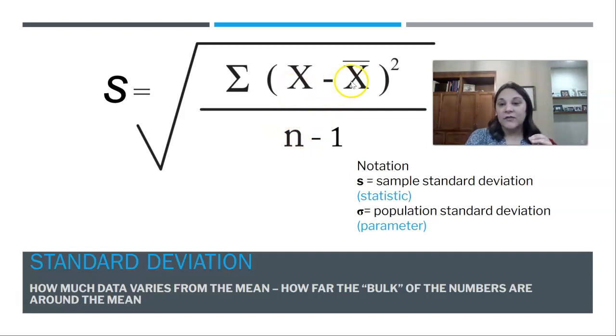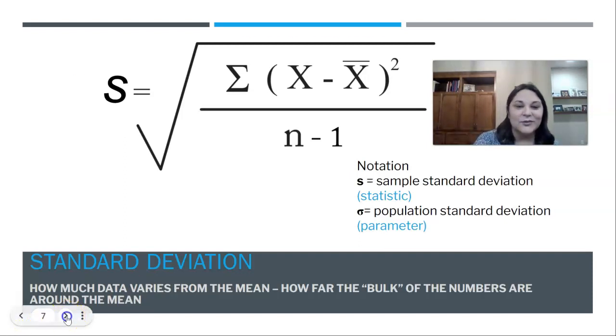And instead of the mu, we are taking each point, each data value from the set, and we're finding its distance away from the sample mean instead of from the population mean. So generally, what is standard deviation? It's how much data varies from the mean, how far the bulk of the numbers are when you consider the mean, and the mean is somewhat in the center of the data. If you could visualize it, you'd be like, it's like right there, right?